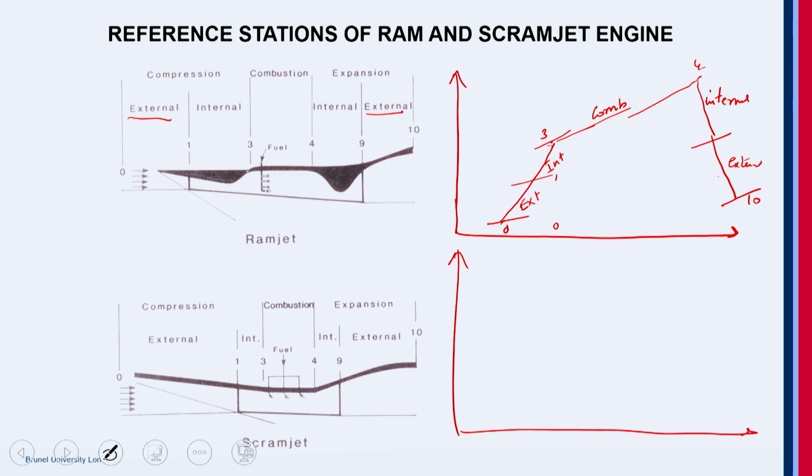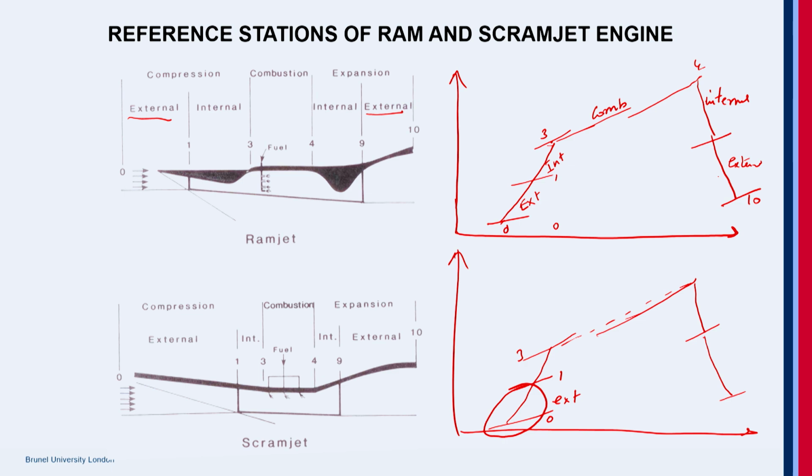The cycle diagram remains the same. So here it is 0, 0, 2, 1, 1, and this is 3, and then from here it is going to 4, combustion, and then internal expansion, and then external expansion. So this part is external, this is internal, this is the combustion, this is the internal, and this is the external one.